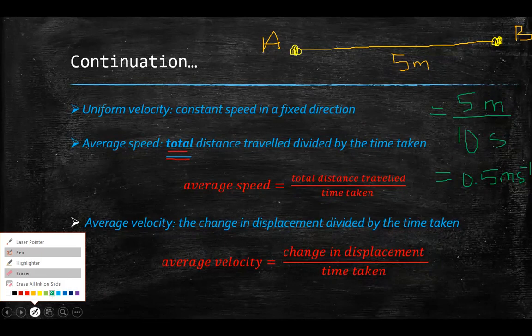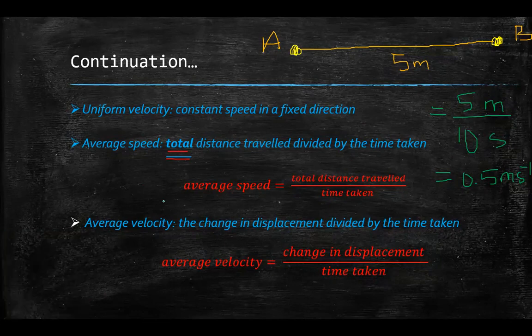Let me just leave that there in case anybody wants to try it. Average velocity is the change in displacement divided by the time taken. So it's very similar to this, right? Except this is a scalar quantity. We said that. It has no direction. It has magnitude, so the 0.5 meters per second, but it has no direction.